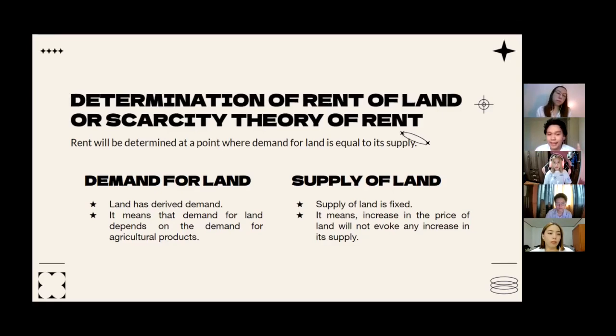Next is the supply of land. We all know that the supply of land is fixed. We cannot really increase or decrease it, as its supply is perfectly inelastic. This means that an increase in the price of land will not evoke an increase in its supply. And lastly, next slide, please.